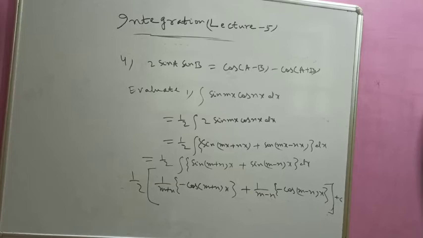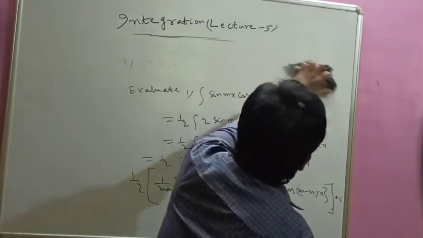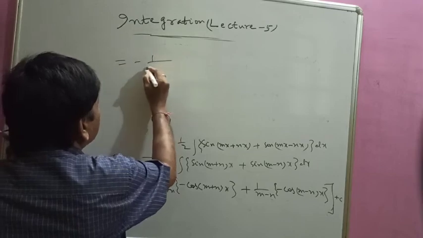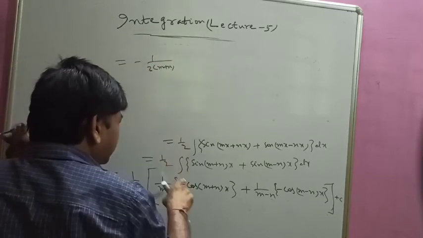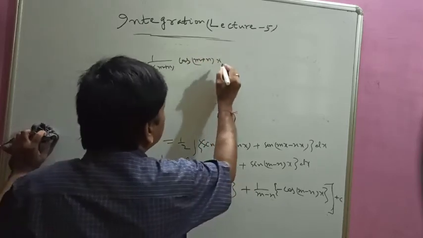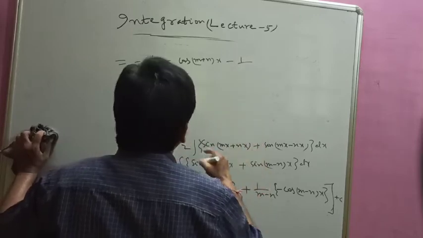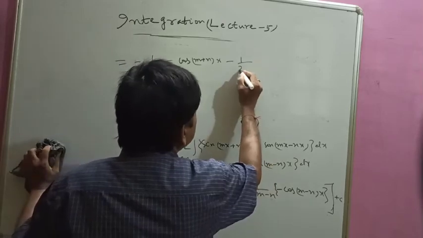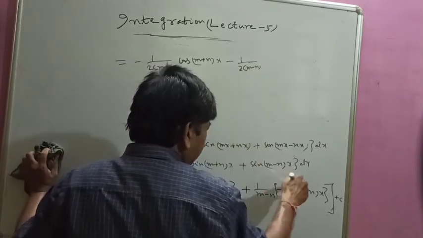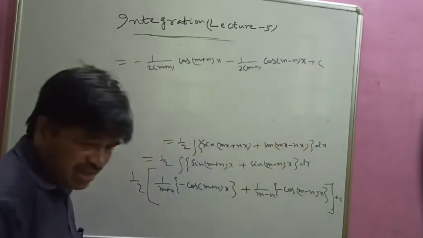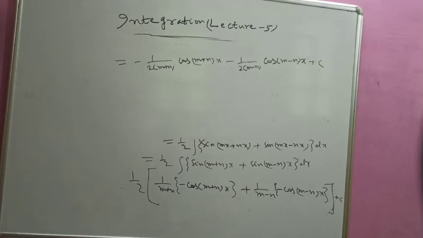Now after simplification, this becomes minus 1 by 2 (m plus n) into cos (m plus n) x. Similarly, multiplying the 1 by 2 here, it is minus 1 by 2 (m minus n) into cos (m minus n) x plus a constant c. So this type of question you will do like this.